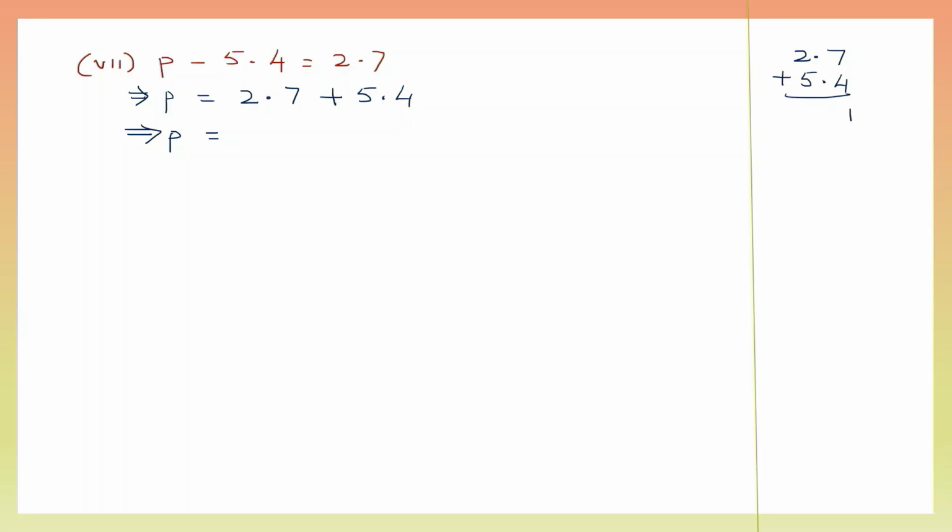7 plus 4 is 11. I put a point, I carry 1. 1 plus 2 is 3. 3 plus 5 is 8. So I've got 8.1. The value of P is 8.1.